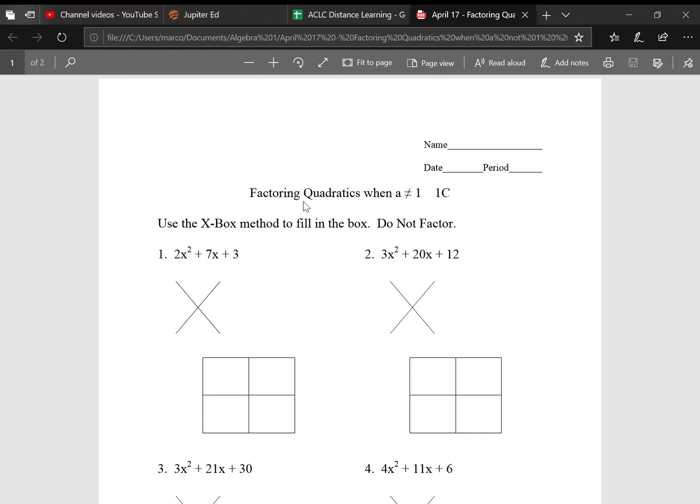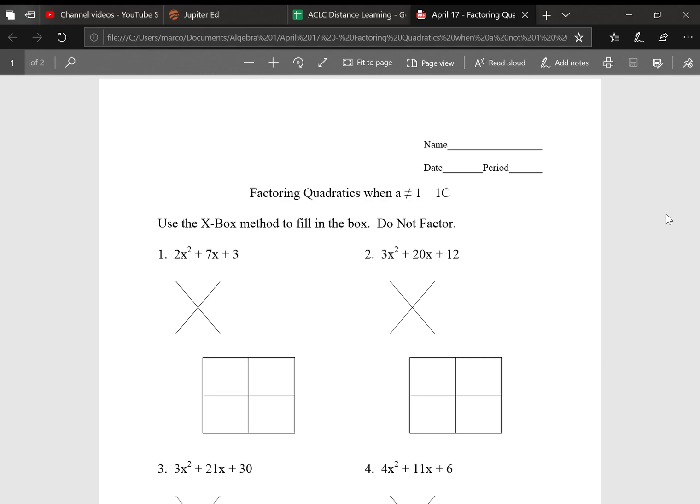Alrighty guys, so here we are on factoring quadratics when a is not 1 at 1c, and this is the big idea. I'm going to show you right now how you can fill in your own box. Now please notice it says do not factor, which means I'm not going to ask you to do the outside of the box today or tomorrow.